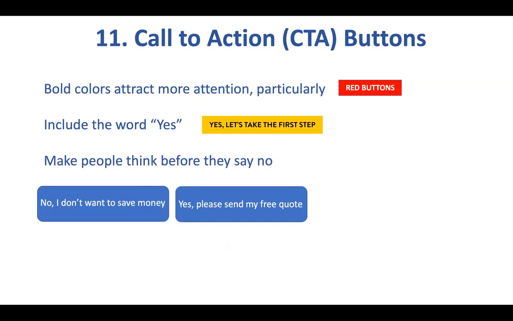You all know this one, call to action buttons. And these can be useful at any stage of the funnel, but you almost always see them at the action stage. In terms of best practices, bold colors attract more attention, particularly red buttons. Including the word yes increases the probability that people will click on them. And the alternative to that is they'll think twice before they click on a button that says, no, I don't want to save more money. So having two buttons together can also really add a persuasiveness that wouldn't be there if it were all by itself.